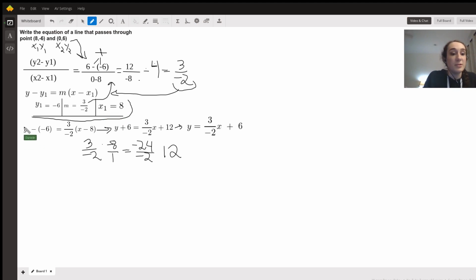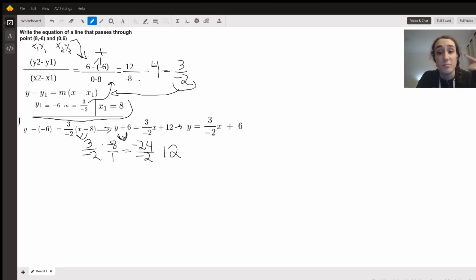Then I do my first step, which is y minus negative 6 equals 3 over negative 2, and then we distribute that to x minus 8. I distributed this to this, and I turn this into a positive, which is why this is a plus sign here again. So I have y plus 6 is equal to 3 over negative 2x plus 12.